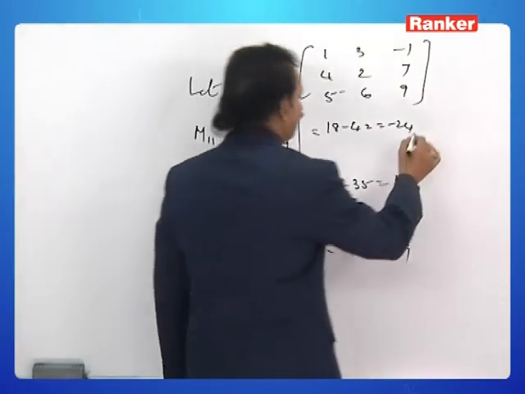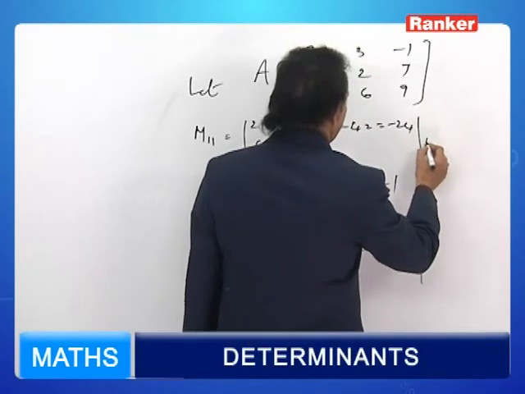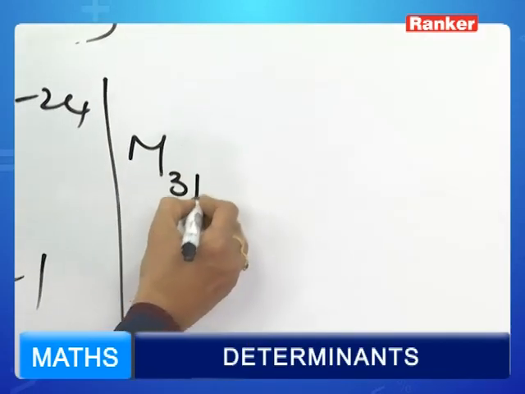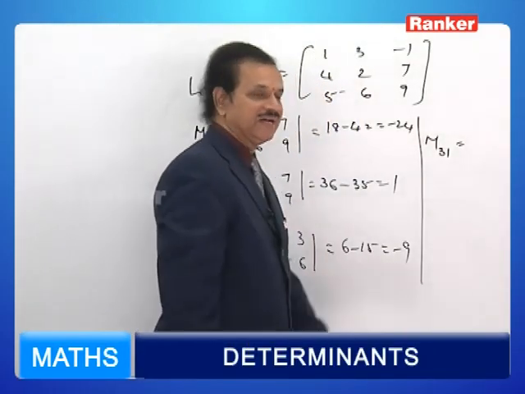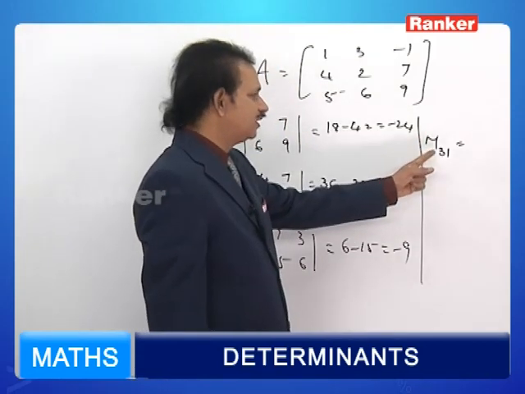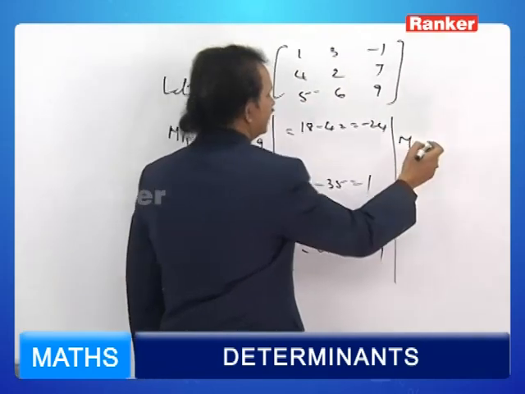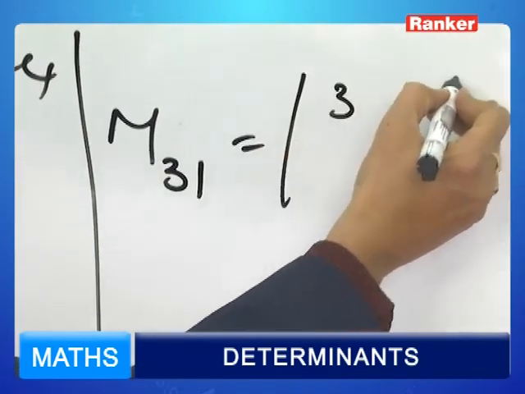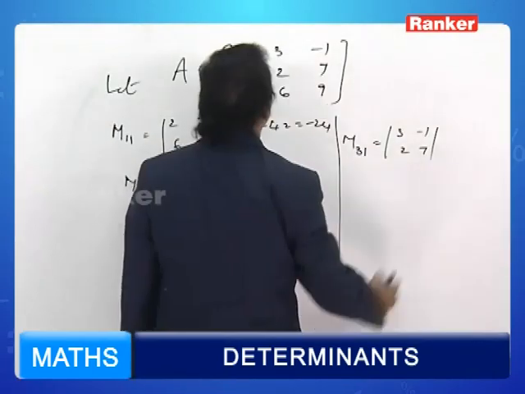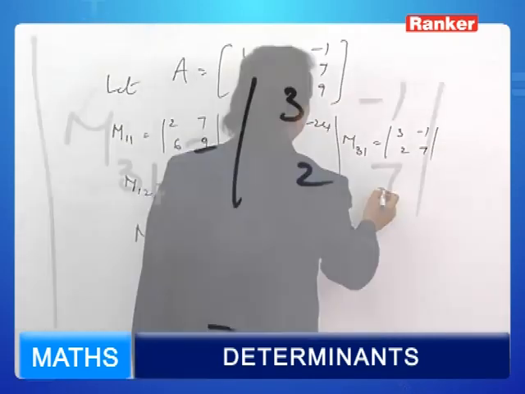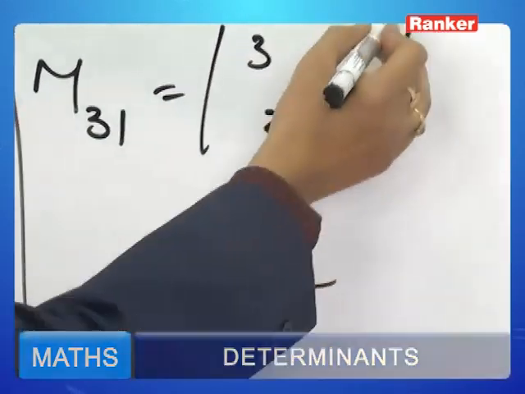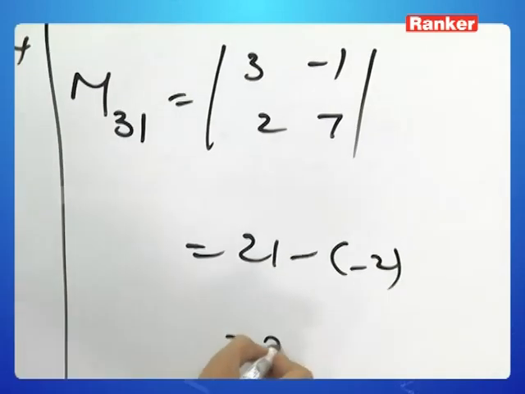And let us have one more minor. Say, I would like to have M31. What is meant by that? Minor of the element present in third row, first column. Third row, first column. You delete them. What happens? 3, 1, 2, 7. Isn't it? So what is the answer? 21 minus 2 is nothing but 23.